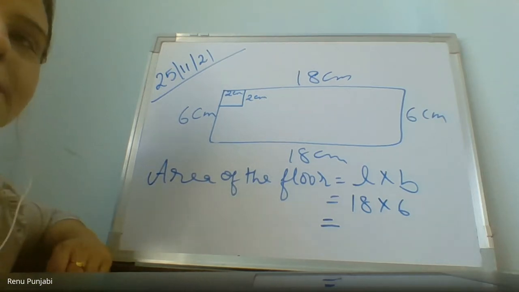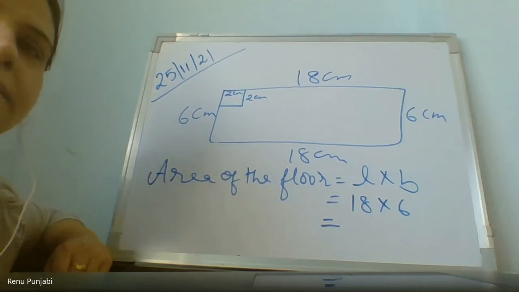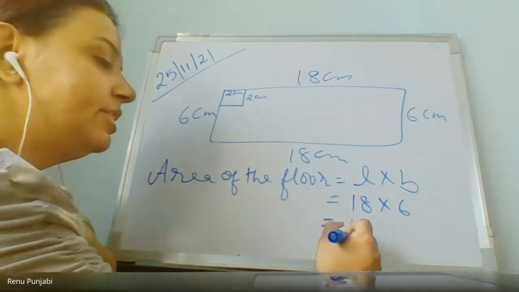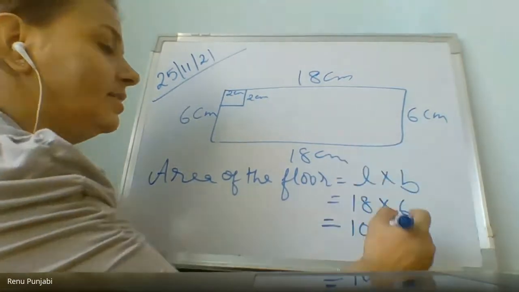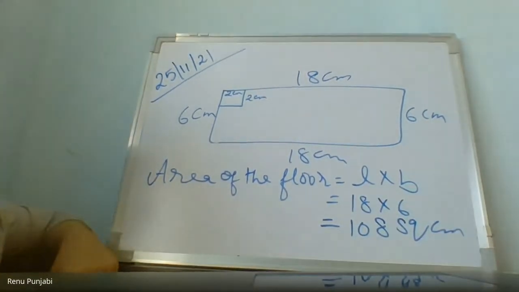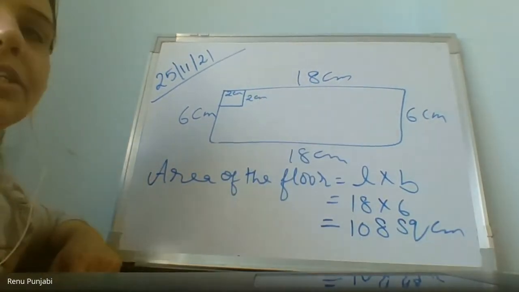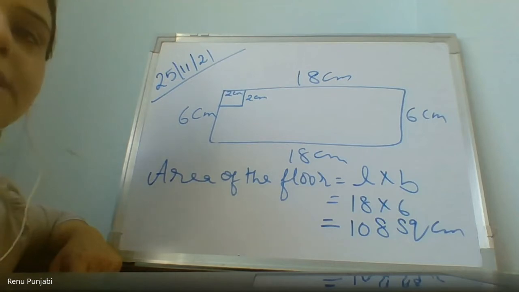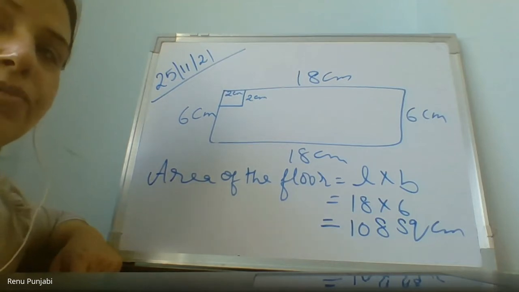18 multiplied by 6. 18 sixes is what? No one is learning the table. 108 square centimeter, because it's an area and the unit is centimeter. So 108 square centimeter is the area of the floor.